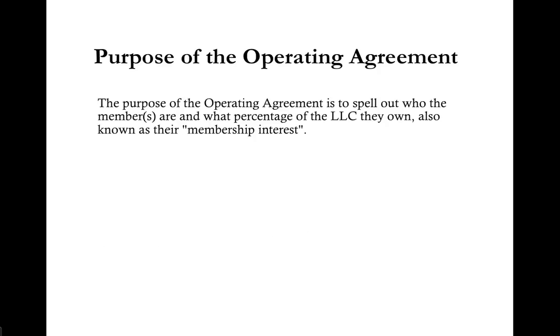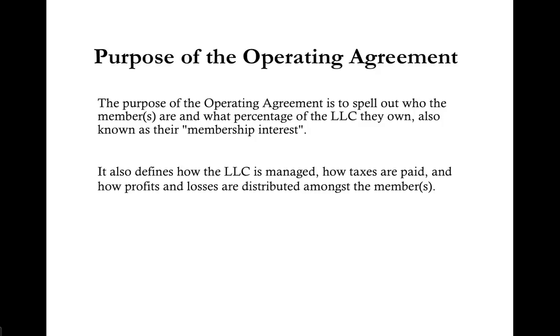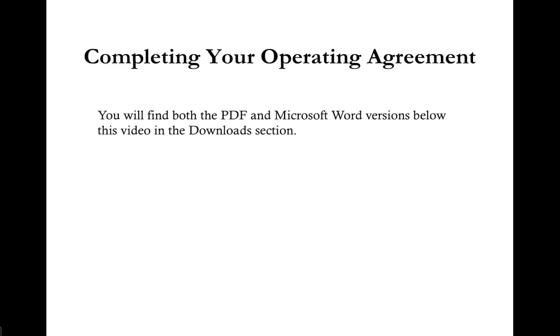The purpose of an operating agreement is to spell out who the members are and what percentage of the LLC they own, also known as their membership interest. It also defines how the LLC is managed, how taxes are paid, and how profits and losses are distributed amongst the members. You will find both the PDF and the Microsoft Word versions below this video in the download section.